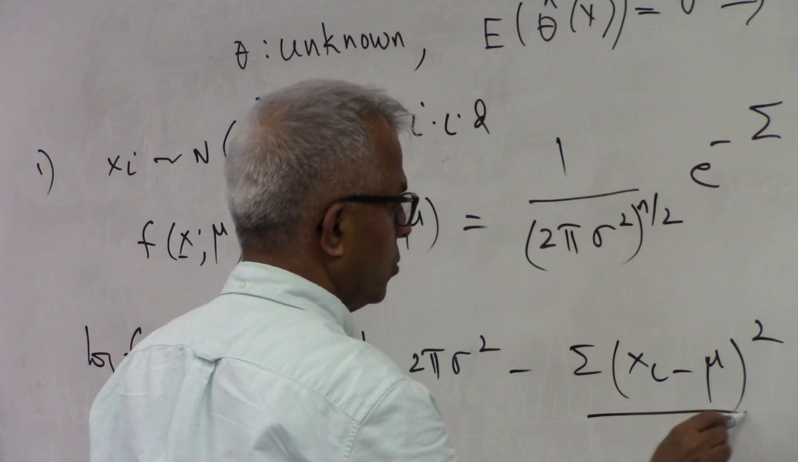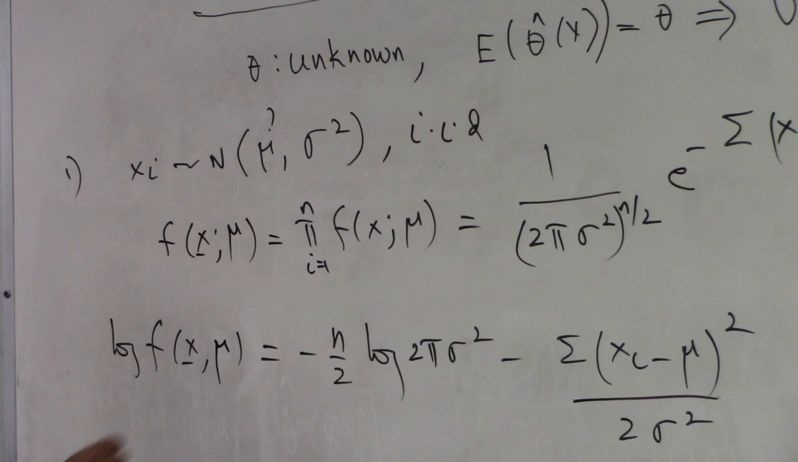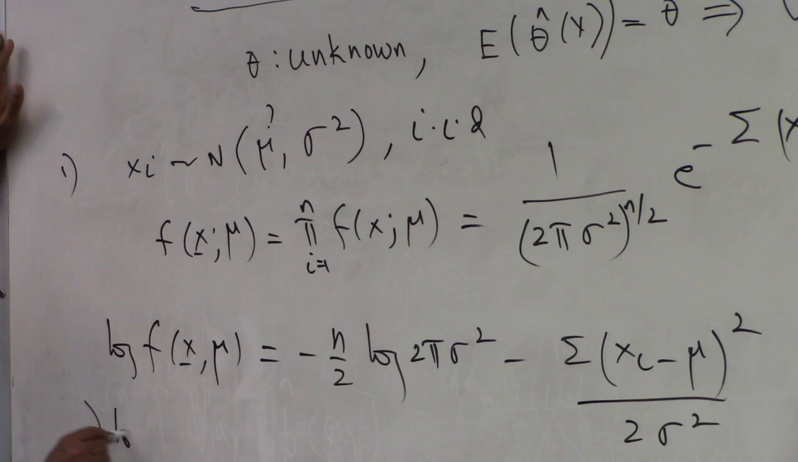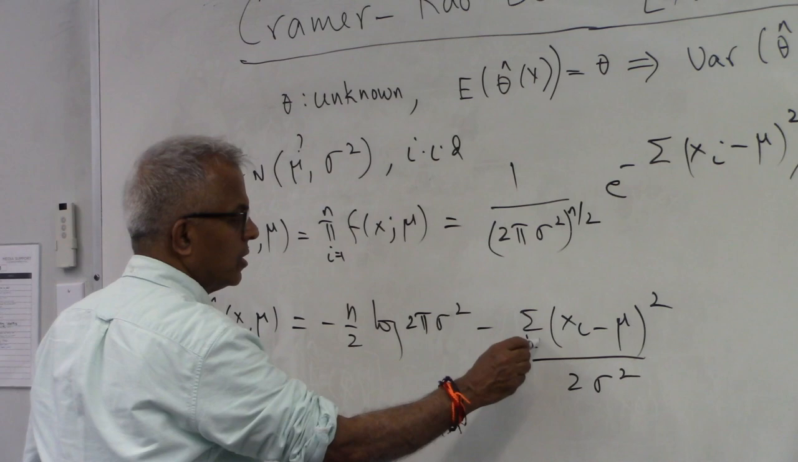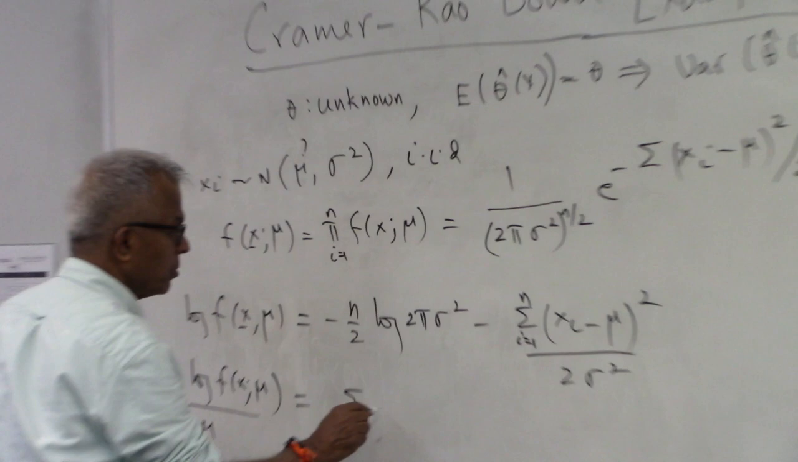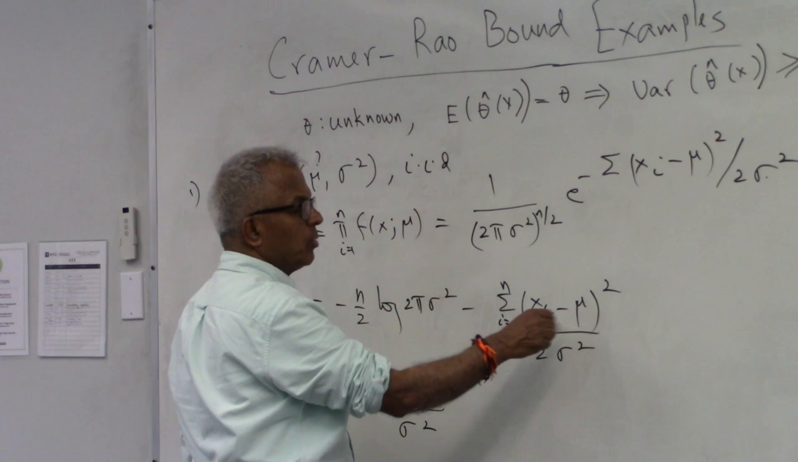The parameter here is mu, of course, not theta. So let's take the derivative, d log f comma mu with respect to mu. Remember, there is no mu in the first term. The derivative of this quantity is 2 multiplied by this. The 2 cancels with the 2 in the denominator, so you get the sum of (xi minus mu) over sigma squared, multiplied by the derivative of the inner quantity, which is minus 1. Minus minus cancels, and you get this expression.